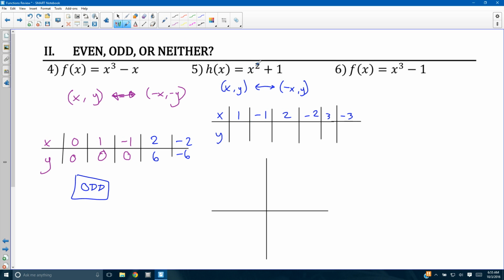So I plug in 1. 1 squared is 1 plus 1 is 2. Now when I plug in negative 1, I better get positive 2 back out as well to be the same height. Negative 1 quantity squared is 1 plus 1 is 2. Good. 2 squared is 4 plus 1 is 5. Negative 2 squared is 4 plus 1 is 5.